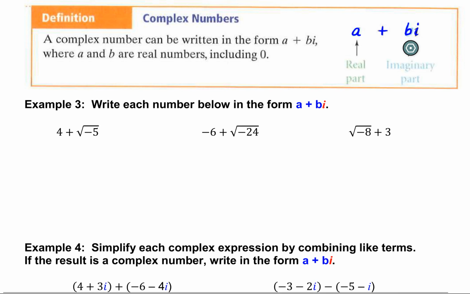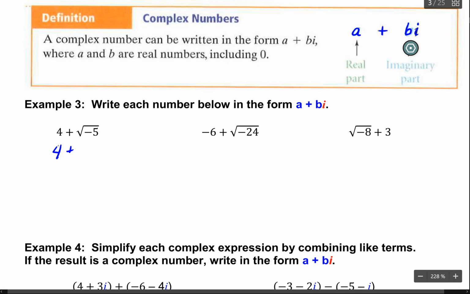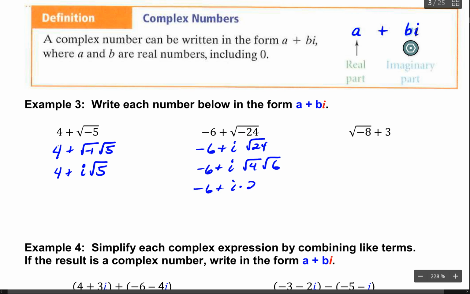So in example 3, we have 4 plus the negative sign. I'm going to write it first like so, but hopefully you start to see that a negative sign inside a radical comes out as an i, just like there. So here on the second one, negative 6 plus i root 24. Now let's break down the 24. Square root of 4, square root of 6. Square root of 4 comes out as a 2. Now we have 2i radical 6. One item of note, you do not combine the negative 6 and the 2i because they're not like terms.